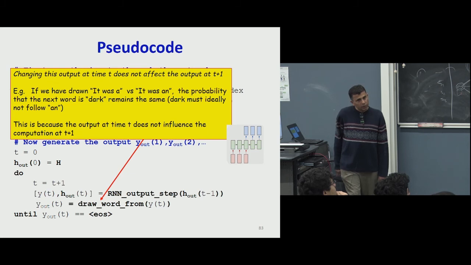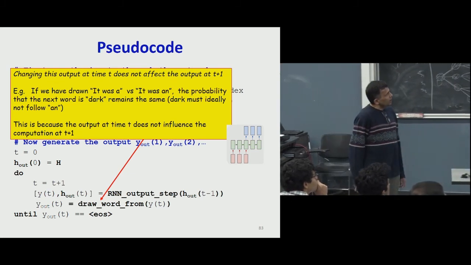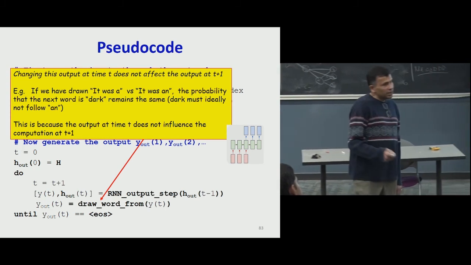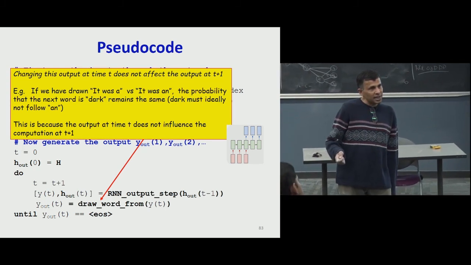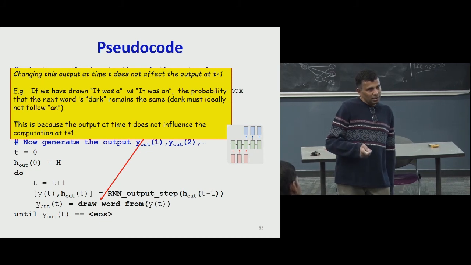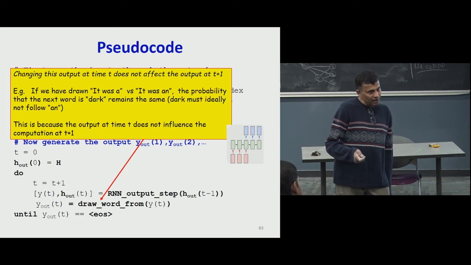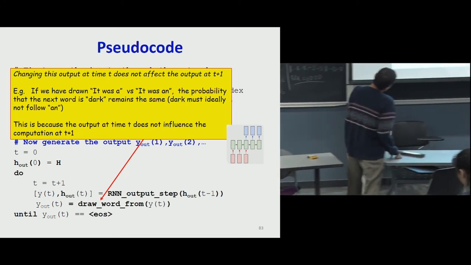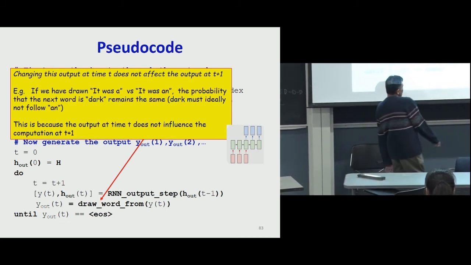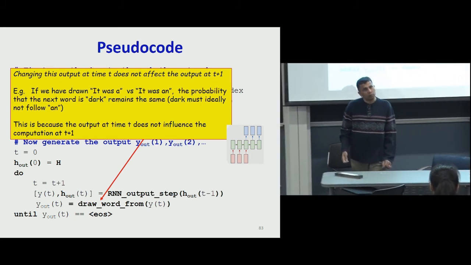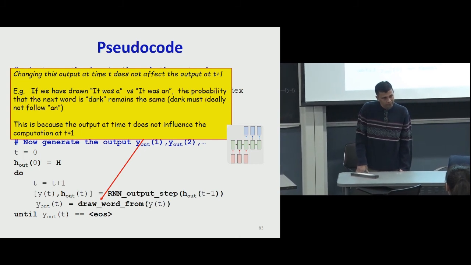So basically, when you draw a word at each time, if you have drawn "A" versus "an", the probability of the next word "dark" remains the same, regardless of whether you drew "A" or "an". But you would say "it was a dark", not "it was an dark", right? Because this recursion over here is only looking at the hidden values. The recursion is not actually looking at what you output at the previous time instant.